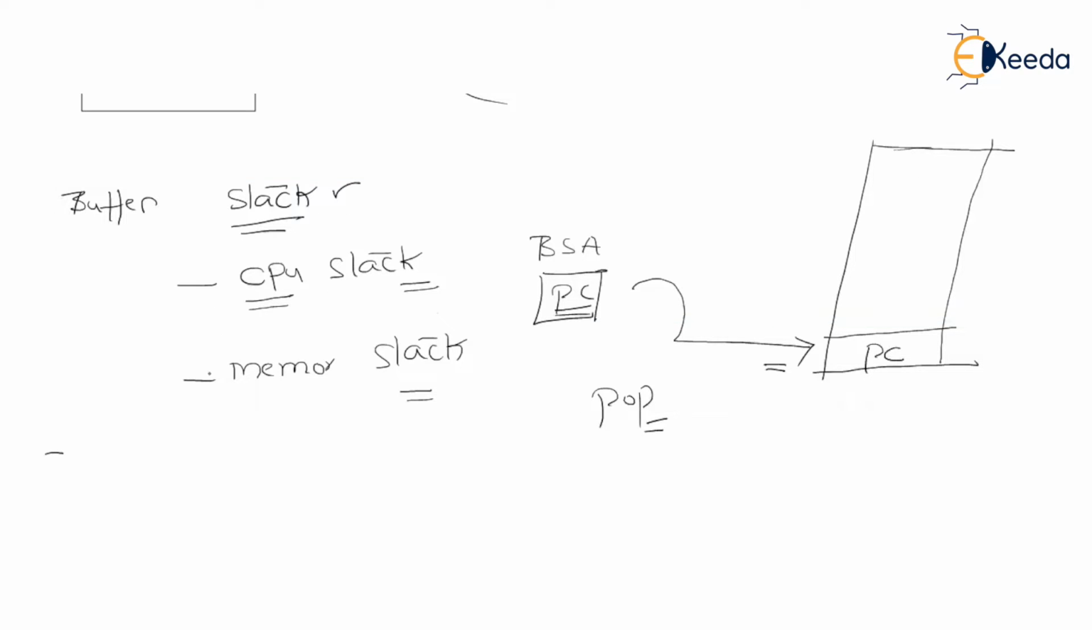Steps will be as follows. The high-level language call will be translated to the corresponding low-level machine language instruction, that is BSA. BSA is branch and save the return address. That is, before branching, you should be able to save the return address. For that, we simply push the program counter value into the stack.